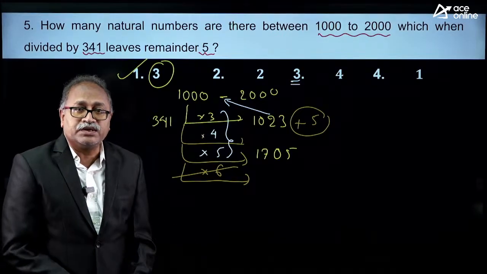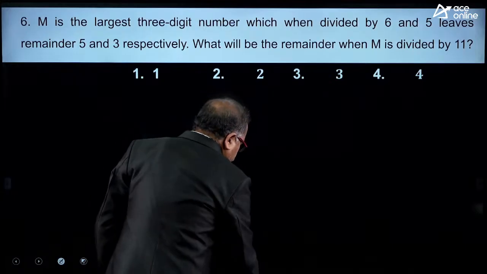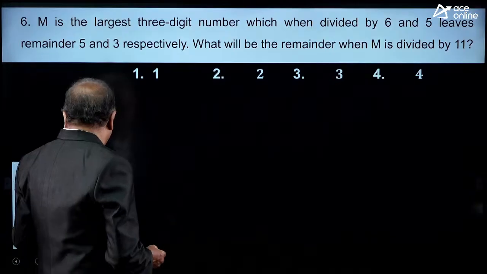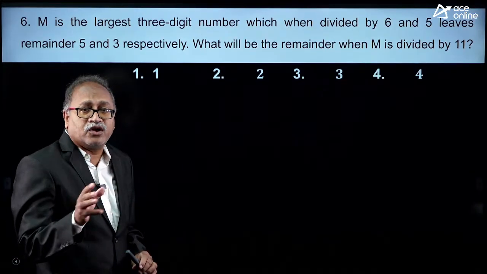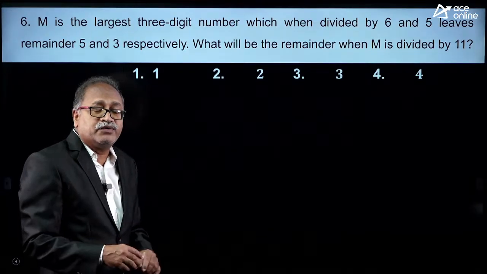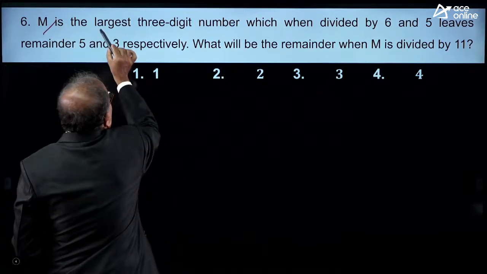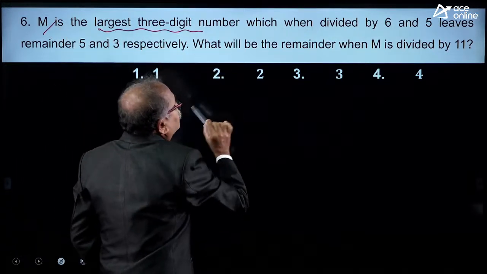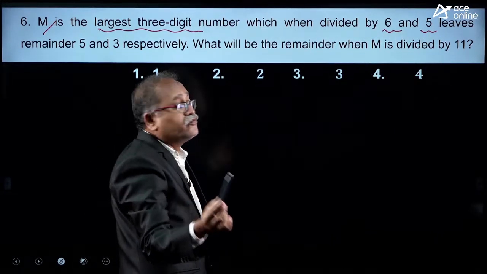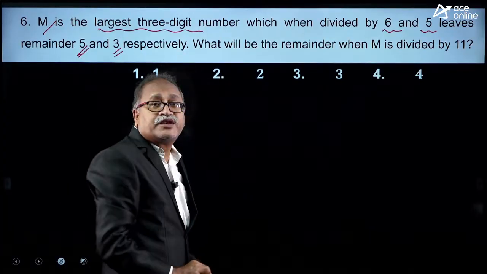Shall I move on to the next question? Next question is here. Look at this question. Just observe it. All the types of questions will be discussed over a period of time. In a 1 hour class, I cannot discuss all the questions and all the modules. So, m is the largest 3-digit number which when divided by 6 and divided by 5 leaves the respective remainders of 5 and 3 respectively.